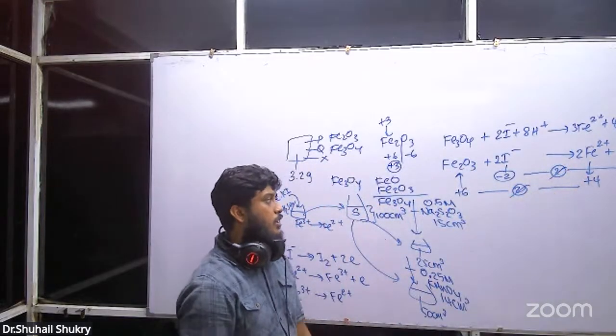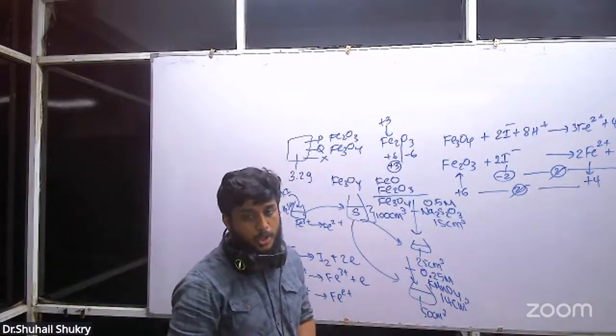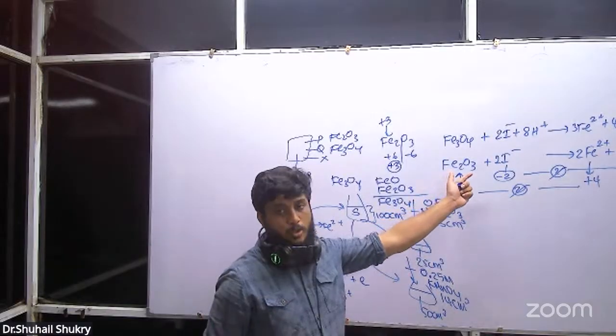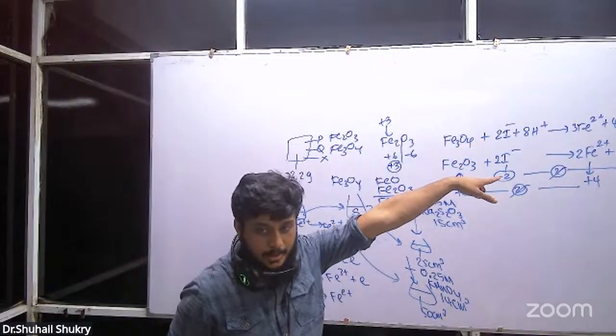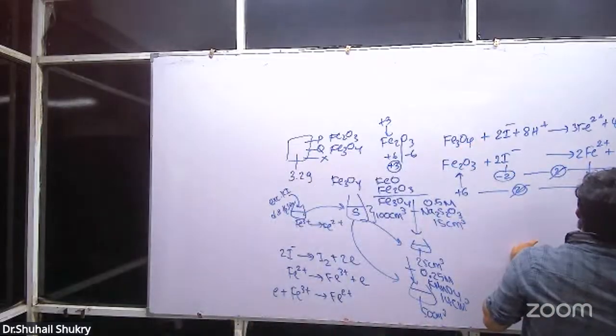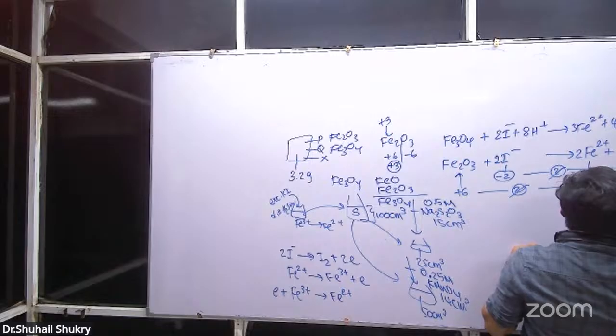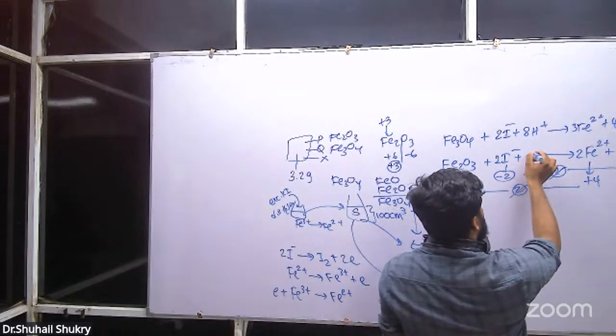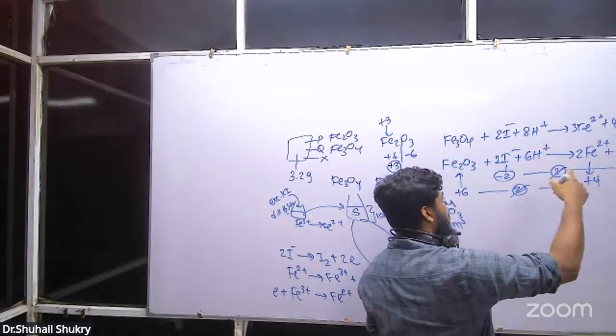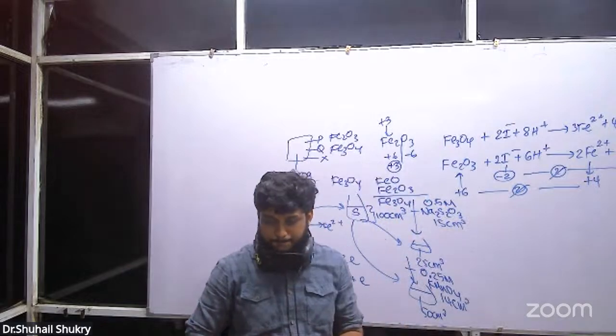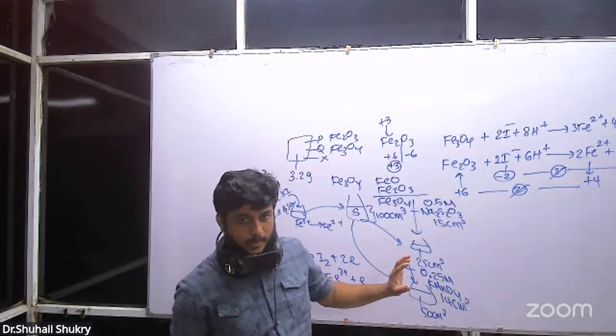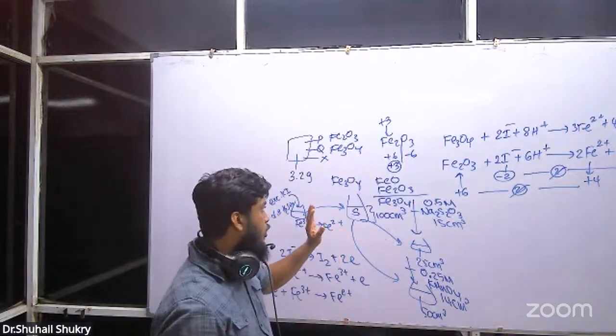Now we have to balance the number of water molecules. Here there are 3 oxygens. To balance that, on that side I have to put 3 water molecules. To balance the hydrogen, I have to put 6 H+ here. I think you get the balanced reaction like this. Clear? First of all, we'll go step by step.